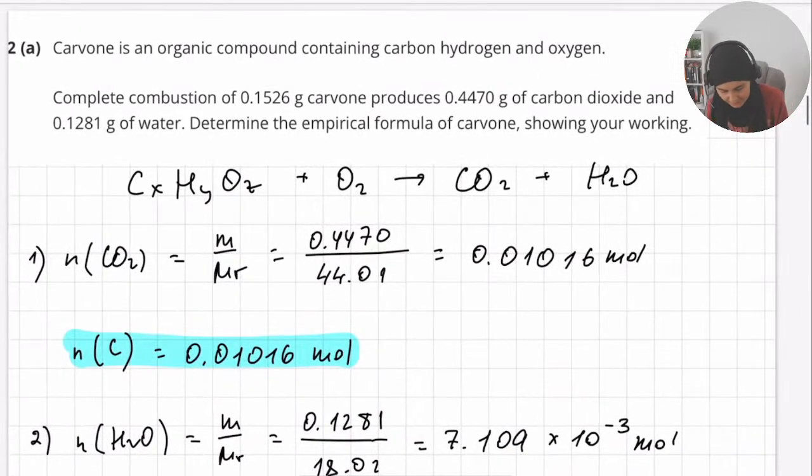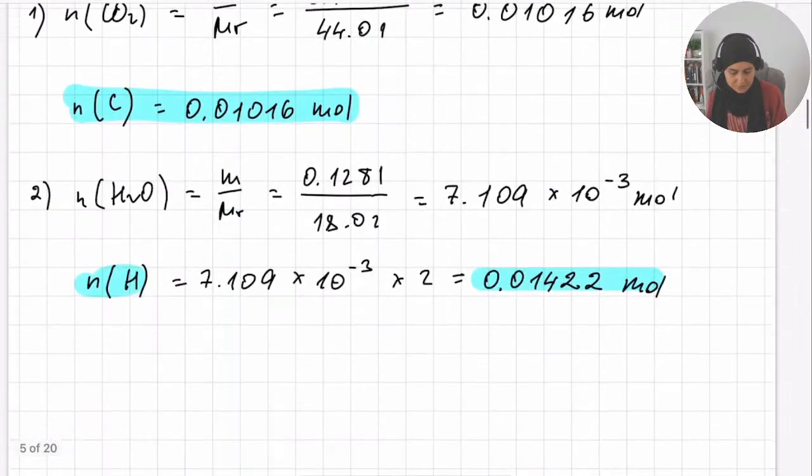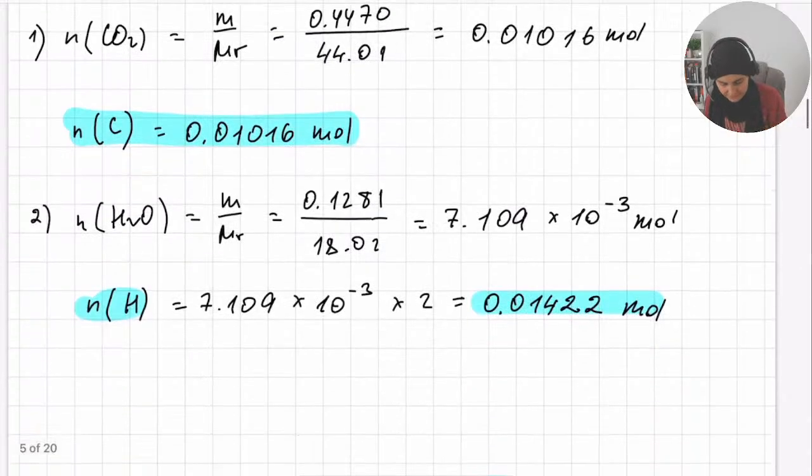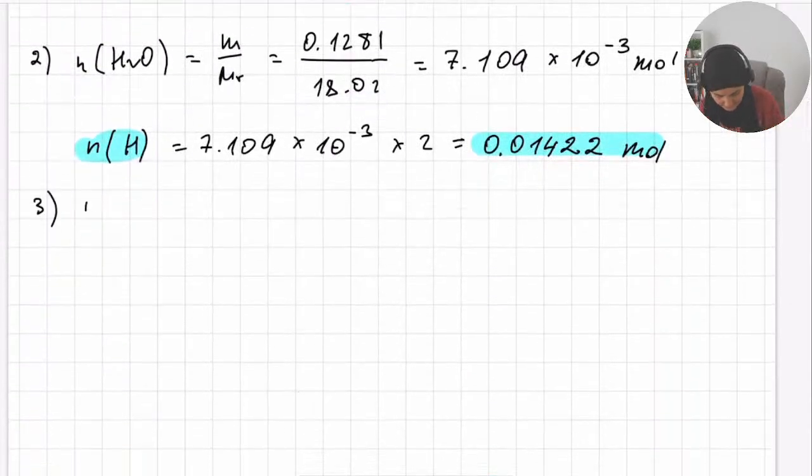You see they gave us the total mass. And what is this total mass? Well, this total mass is the sum of the atoms: the number of carbon atoms plus hydrogen plus oxygen. So I already know the moles of C and H, so I can find the mass of carbon and hydrogen atoms and then subtract. So I would do 0.1526 minus mass of carbon minus mass of hydrogen, and what's left is oxygen. That's it.